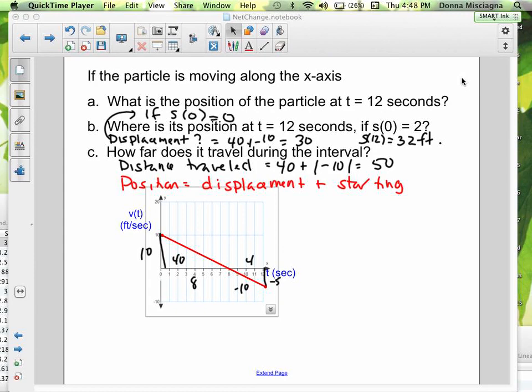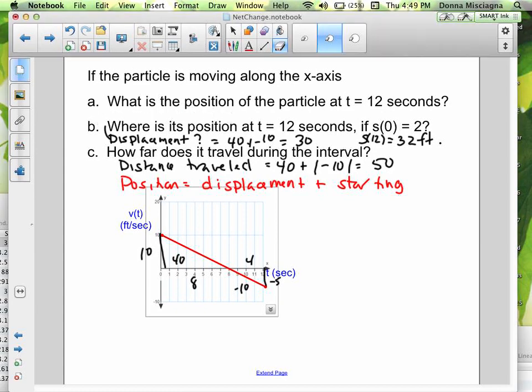If the particle is moving along the x-axis that we see here on our graph, and this graph is showing velocity, so that's our graph of velocity. What's the position of the particle at t equals 12 seconds? All right, so the position at t equals 12 seconds, I'm going to move this here.